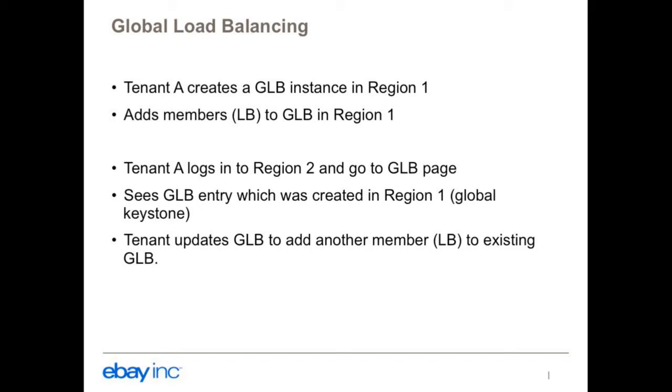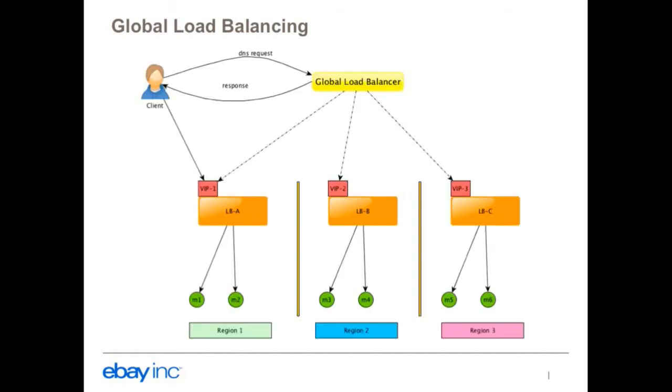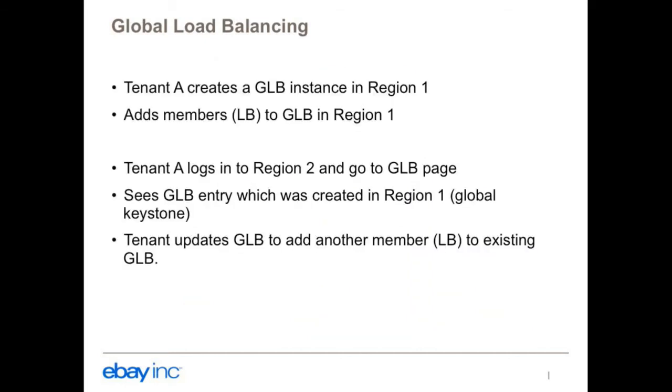After that, the tenant logs in to region 2's UI, and since they are using the same identity, because Keystone is global, they will see that the same tenant has a GLB instance created from another region. So that's how we are scaling across the regions. Once they see the entry, a tenant can go ahead and add a member from region 2 to the same GLB instance. And they will achieve this kind of setup where LBs from multiple regions are added to the same GLB instance, and then you achieve global load balancing this way. Okay.